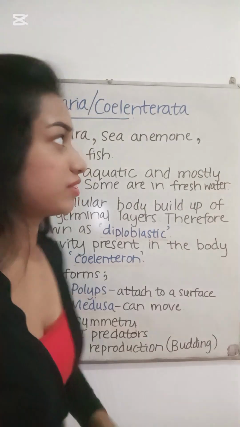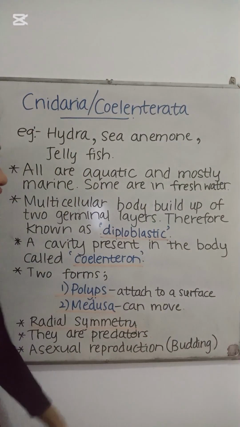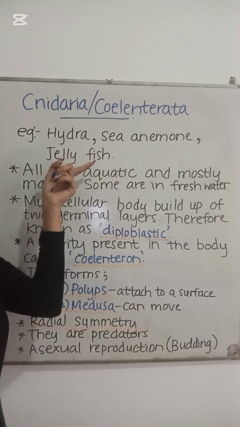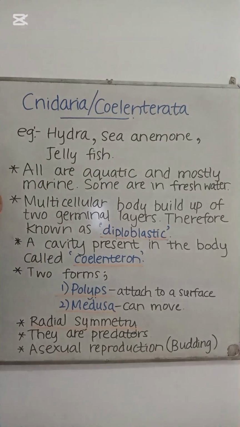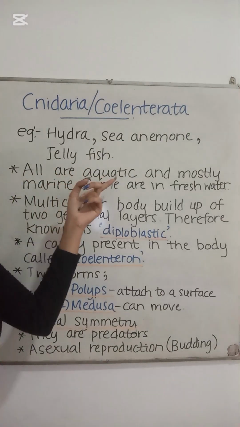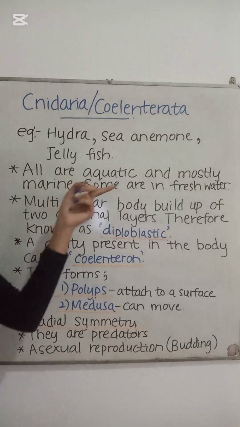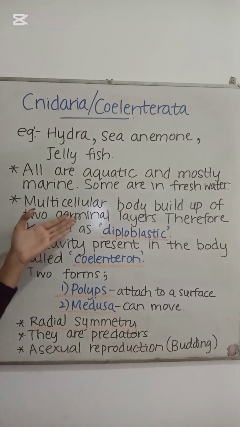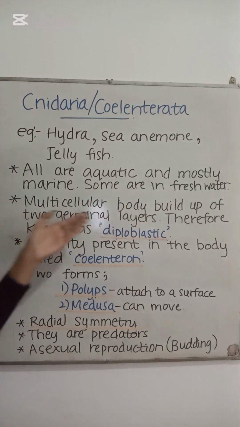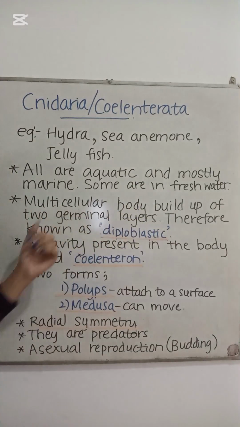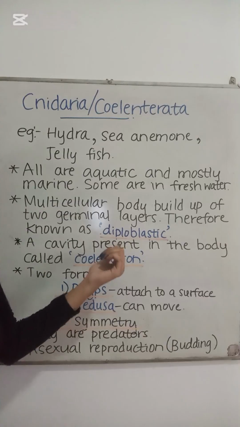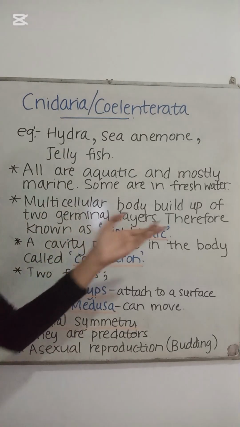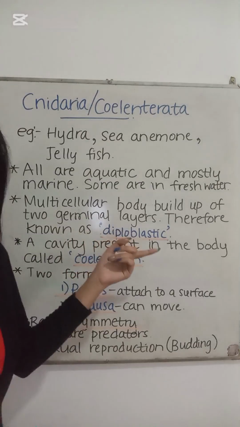Now we'll talk about the phylum Cnidaria. Examples are given: hydra, sea anemone, and jellyfish. Cnidarians are all aquatic and mostly marine, and some are living in fresh water. They are having a multicellular body built up of two germinal layers, therefore known as diploblastic. So they are having two germinal layers in their body, so that's why they are known as diploblastic.